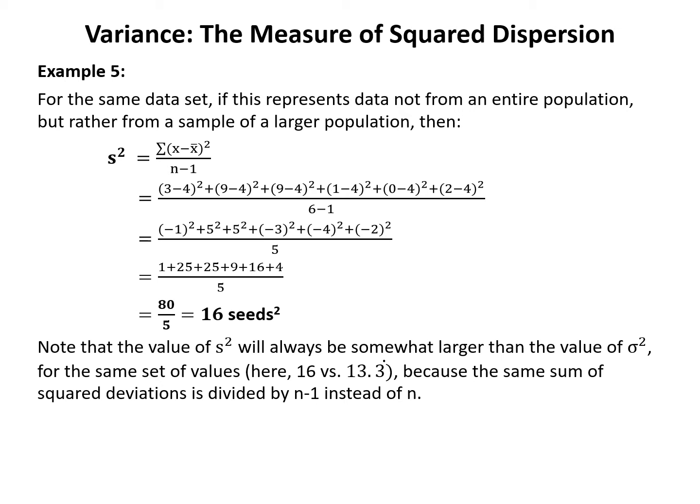Now, note that the value of s squared will always be somewhat larger than the value for sigma squared if we're basing it on the same set of values. So in this particular example, we got s squared equaling 16 versus sigma squared equaling 13.3 repeated. And the reason, of course, for this is just purely mathematical, is because the same sum of squared deviations is being divided by a smaller number, n minus 1, in the case of the sample variance, compared with dividing by n in the case of the population variance.